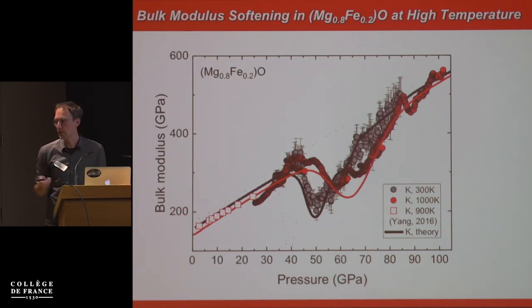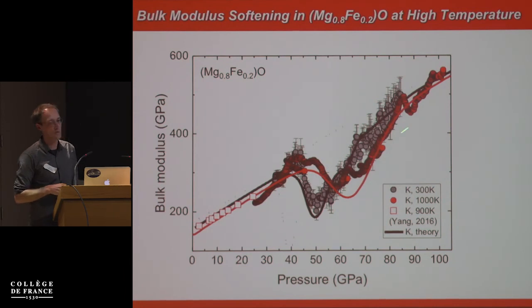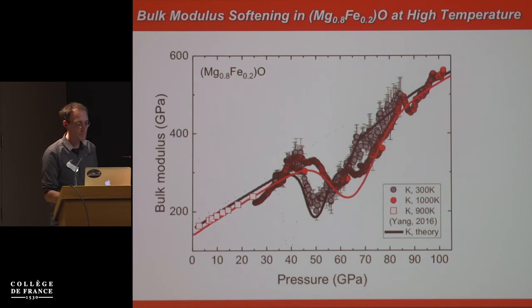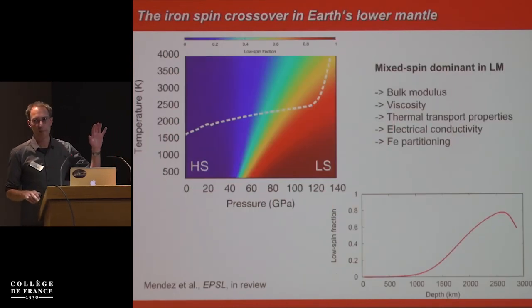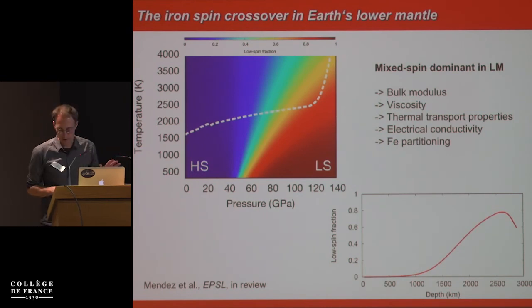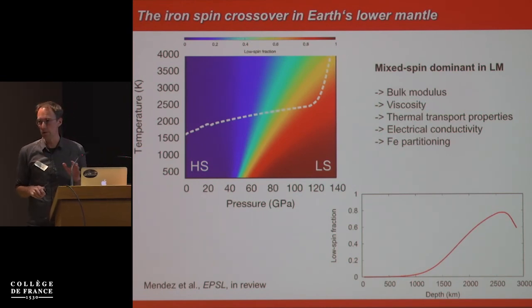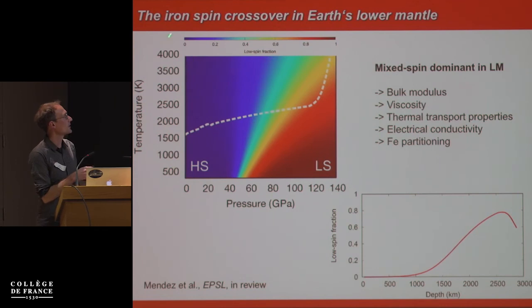There's a bit of scatter, it's not perfect, but it is the first ever high temperature measurement of this bulk modulus softening. And together with the theory, this allows us to come up with our idea of how the spin state changes throughout the mantle, which is summarized here. This is temperature, this is pressure. So everywhere here, ferropericlase is in high spin state, everywhere here it's in low spin state, and everywhere in this kind of rainbow color region here, it's in mixed spin state.